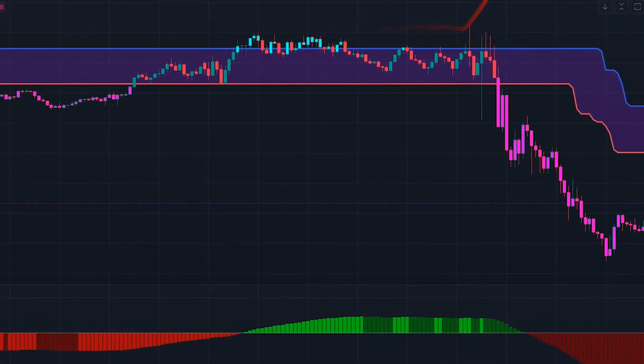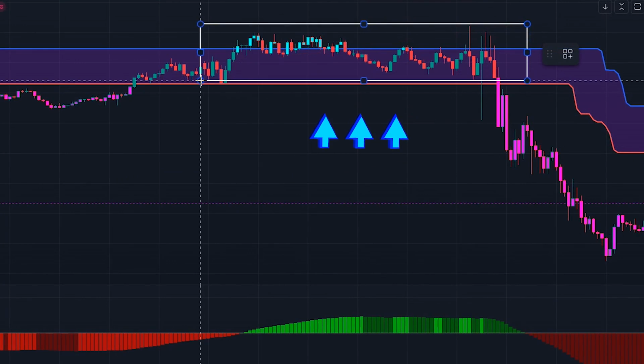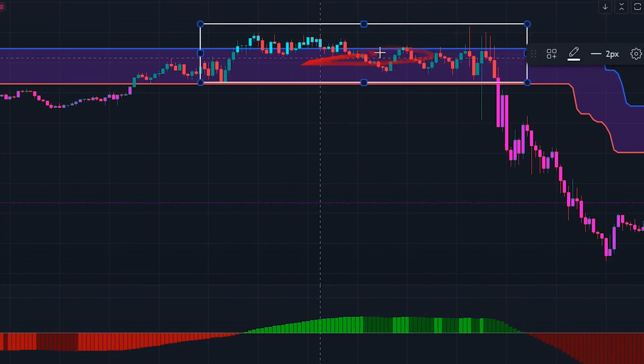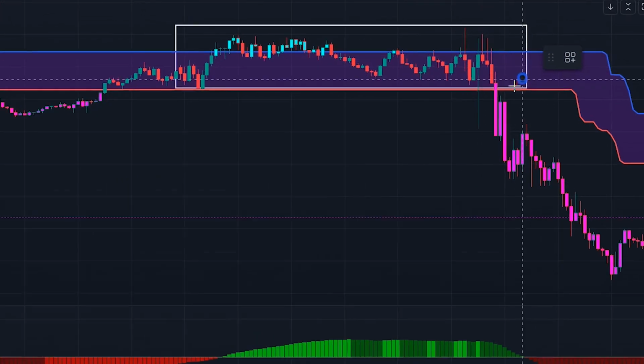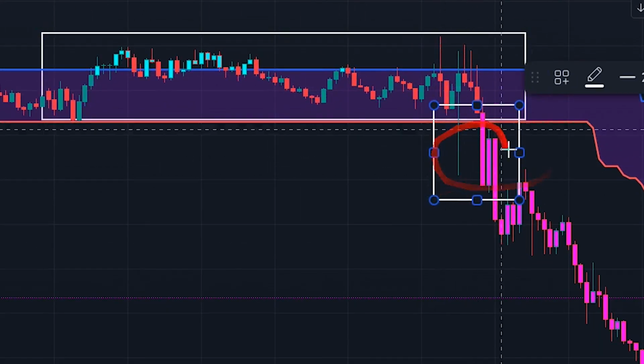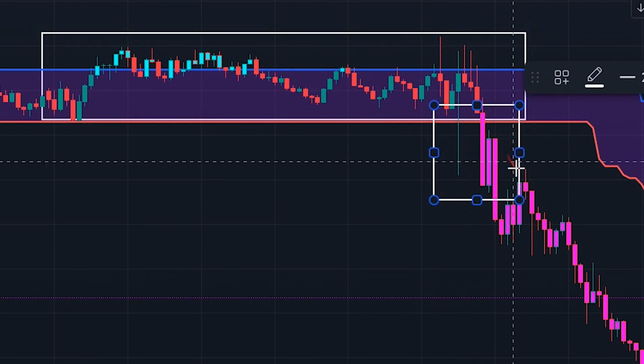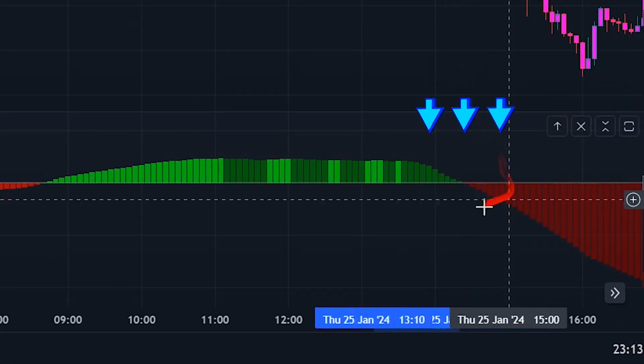For sell orders, wait for the candles to be inside the band and then wait for a bearish breakout like here. Then just check the MACD 4C indicator to give us a signal to enter the trade.